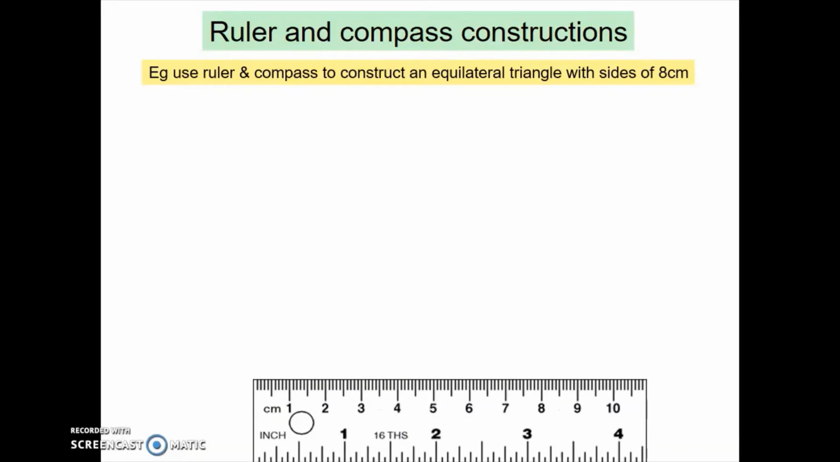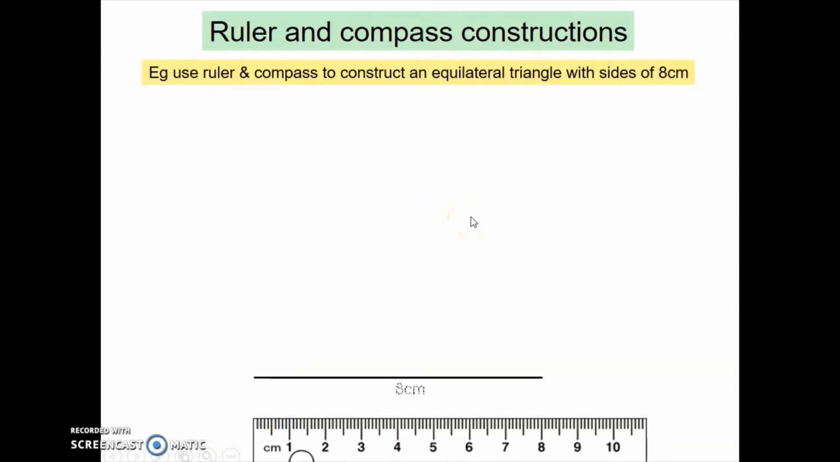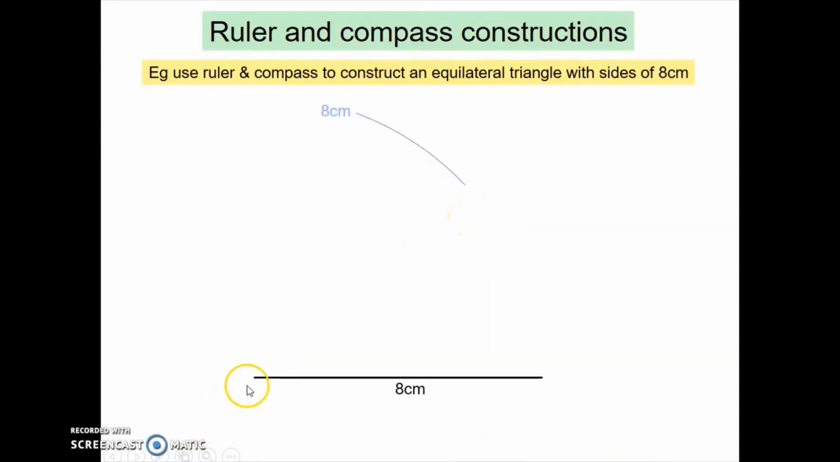So I'm going to start with the base. I'm going to use my ruler and draw the base at 8 centimeters. This is when my compass becomes handy. I'm going to place the point of my compass here and open it so it is exactly 8 centimeters wide. Keeping the point of my compass here, I'm going to draw an arc somewhere up here. So with the point of my compass here, I've drawn an arc and I've opened the compass 8 centimeters.